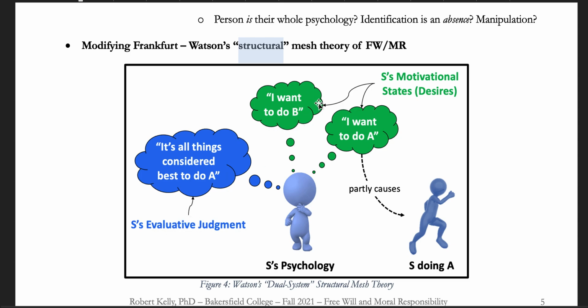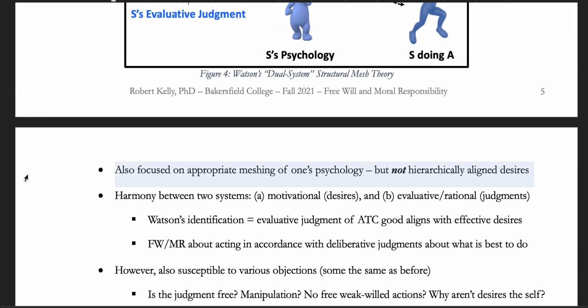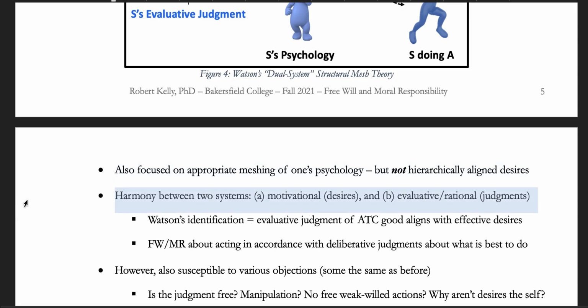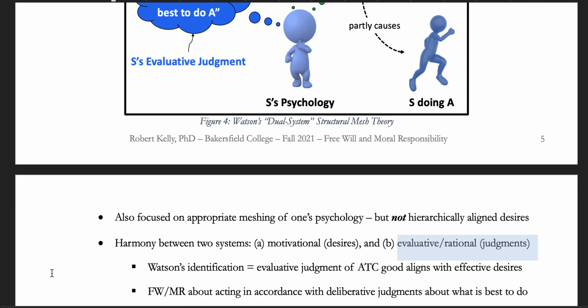Okay, so you have wants, I want to do B, I want to do A, but you also have these judgments. You think, all things considered, it's best that I do A, right? And you think about the things, it's kind of like maybe rational capacities are involved here, and this is just more motivational, desire-like states. Okay, so he focused on an appropriate mesh, but not a hierarchy, right? It's this harmony between these two systems. Your motivation system, desires, and your rational or evaluative system, the judgments that you make. And when those are aligned, when those mesh, that's when you get a free action.